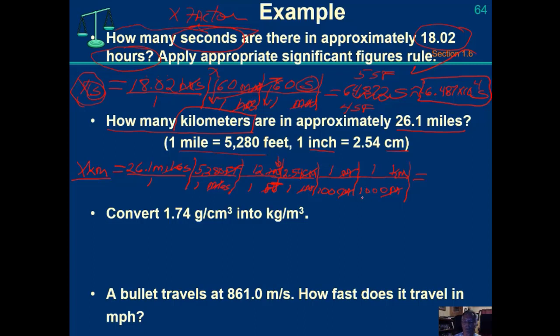1 divided by 1,000. Now, a lot of people are uncomfortable with that, and so they choose to multiply 26.1 times 5,280 times 12 times 2.54 times 1, and they'll come up with a product for that in the numerator. Then they'll multiply 1 times 1 times 1 times 1 times 100 times 1,000, and they will put that product in the denominator, then do their division.